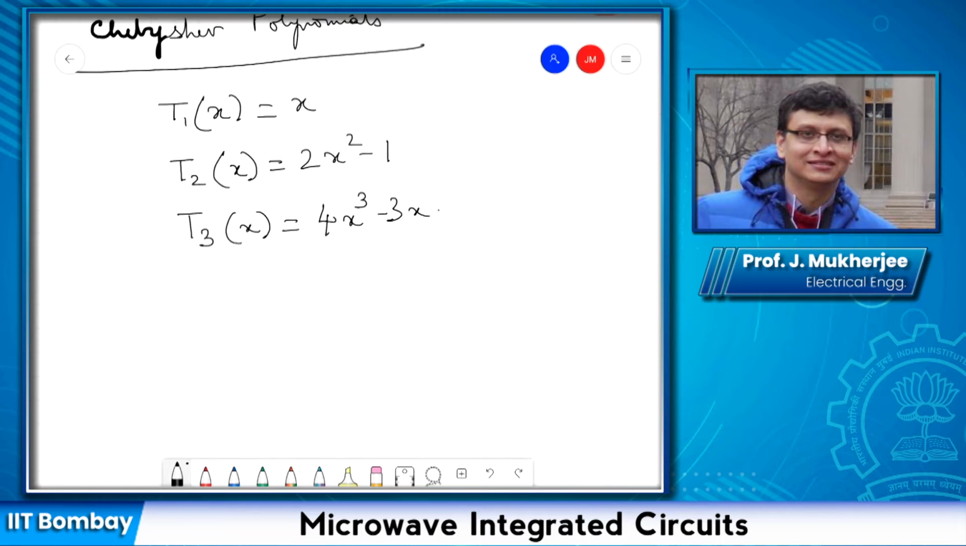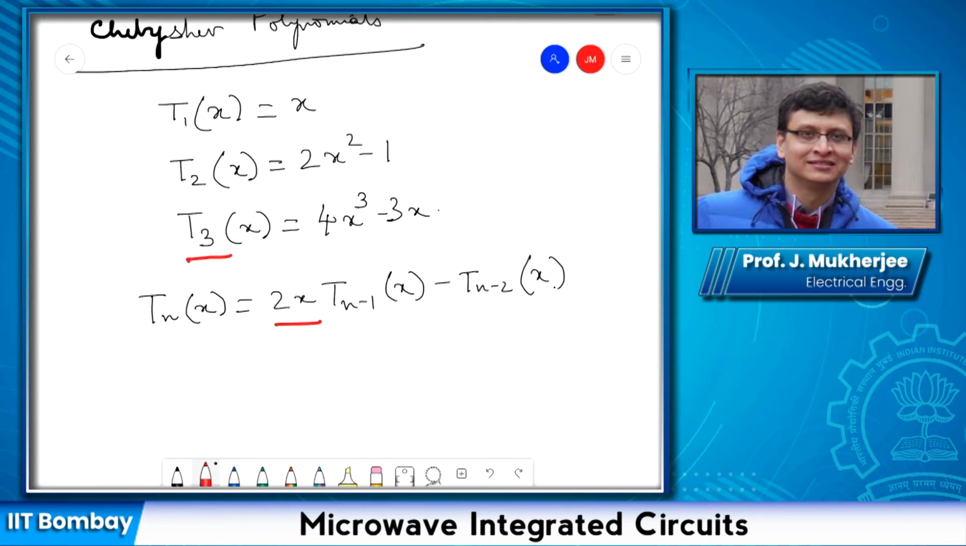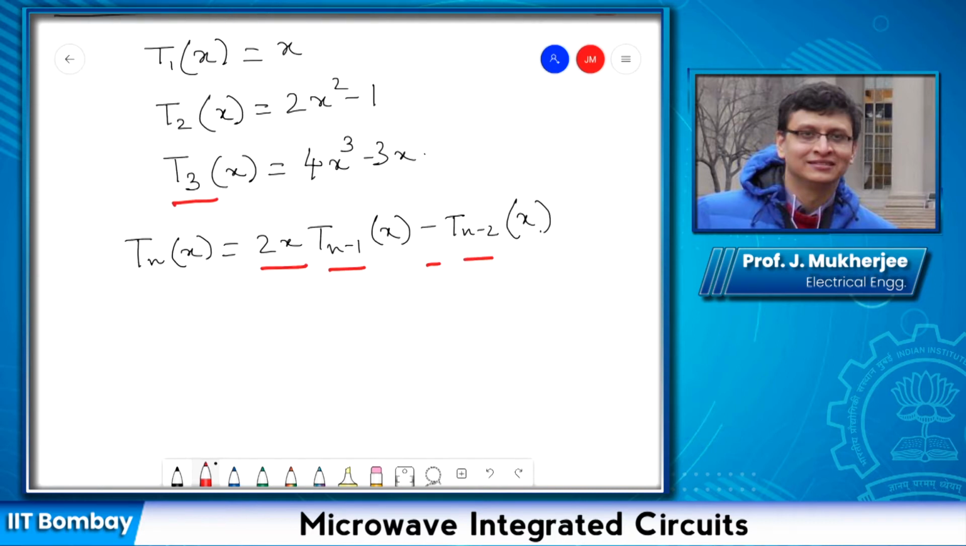Now, in general, the nth order Chebyshev polynomial can be written in terms of the n minus 1th order polynomial and the n minus 2th order polynomial in this form. So you can verify that T3, for example, will be given by 2x times T2 of x minus T1 of x.